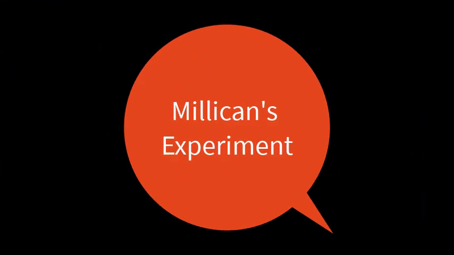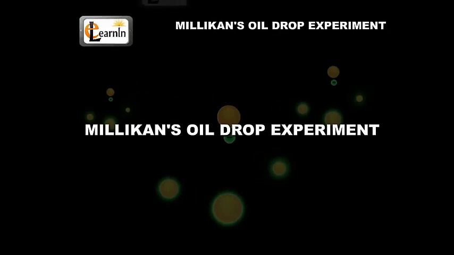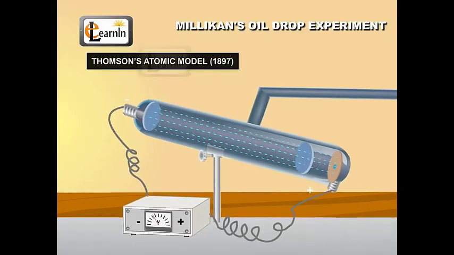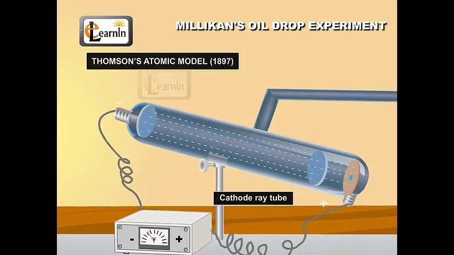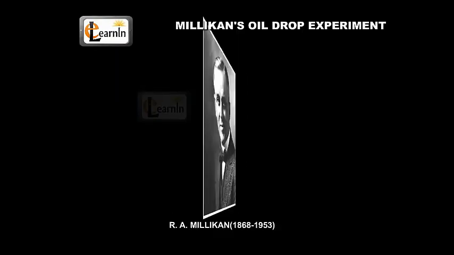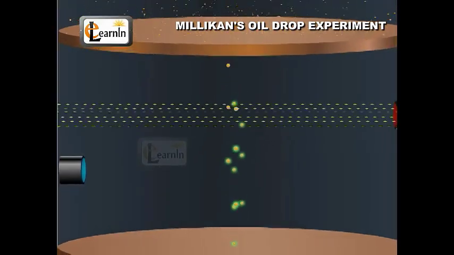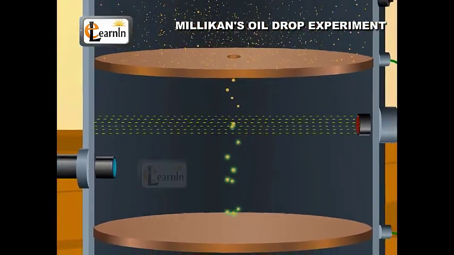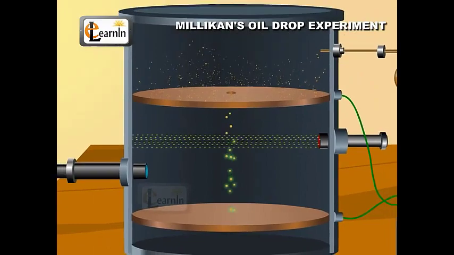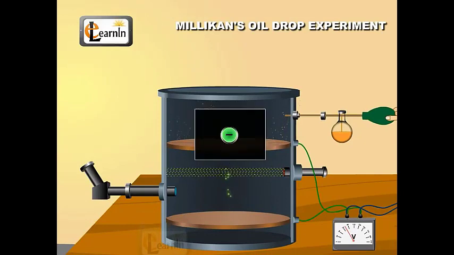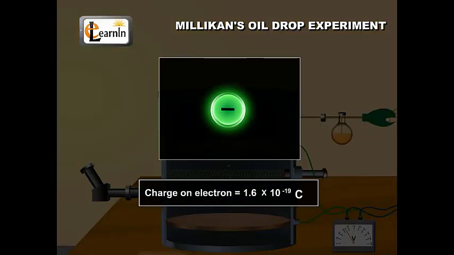Let's go to Millikan's experiment. Millikan's oil drop experiment. British physicist J.J. Thomson had measured the ratio of electrical charge to the mass of an electron using a cathode ray tube in 1897. Later, R.A. Millikan looked to determine the charge on the electrons. The famous method that he devised between 1906 and 1914 to measure the charge e of an electron is known as Millikan's oil drop experiment. Using this method, he calculated that the charge on an electron was about 1.6 times 10 power negative 19 coulombs.